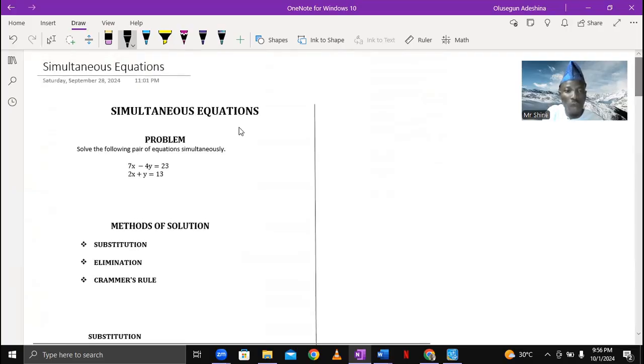So this is how we solve pairs of equations simultaneously using the substitution method, the elimination method, and the Cramer's rule. I hope you enjoyed this lesson.